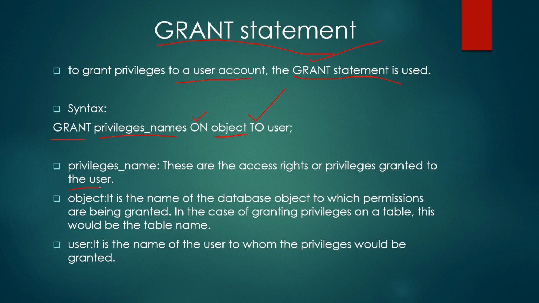The privilege names are the access rights or privileges granted to the user. We will be learning what all privileges can be assigned. Then the second is object. It is the name of the database object to which permissions are being granted. In case of granting privileges on a table, this would be a table name. So if you want to grant privileges for a table, you can just specify the table names. Then user is the name of the user to whom the privileges would be granted. Okay, so this is how the syntax is.